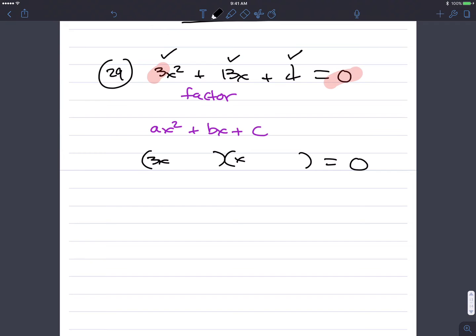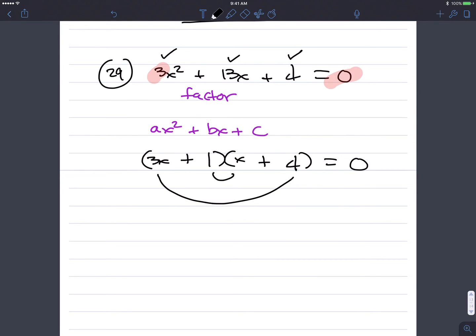Let's try it again. Trial and error. 2 and 2. Well, 2x and what? 6x. What does that give me? That gives me 8x. Is that true? I got to have 13. That's not it. Okay. 1 and 4. Let's try that. That's 1x. What's this? 12x. Is 1x and 12x going to give you 13x? Yes, it is.